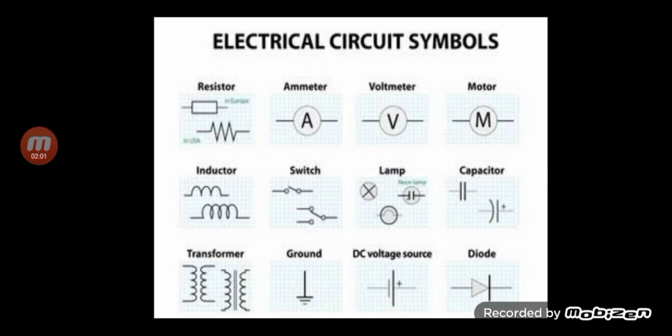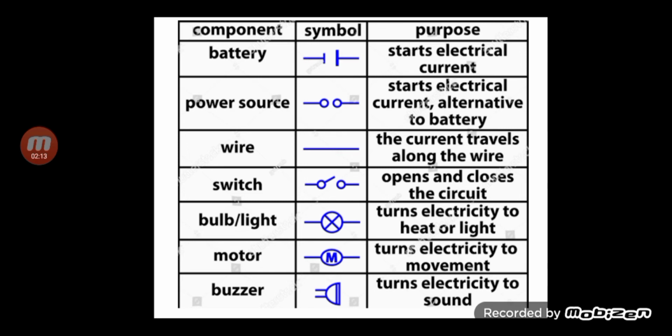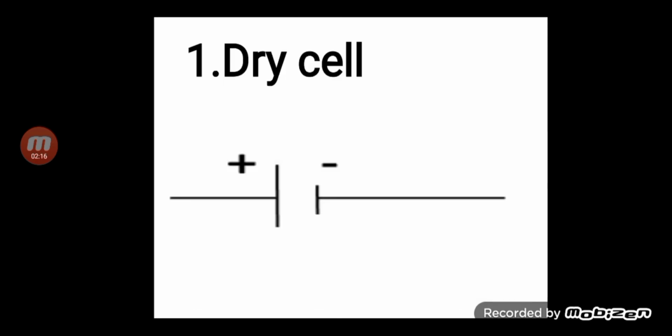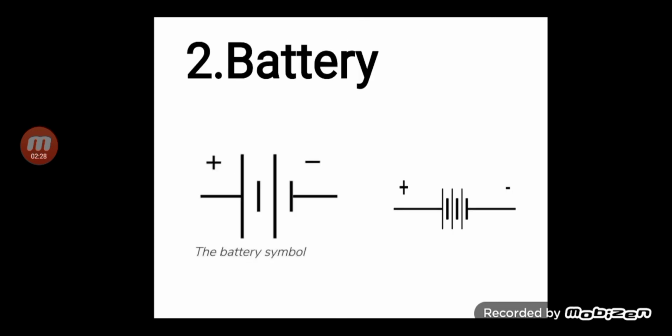To draw a circuit diagram, we have various symbols for the devices that we use universally. Here are various symbols in front of you. One by one we will discuss them. The first one is the dry cell. This is the dry cell symbol in front of you. It has two terminals, a positive terminal and a negative terminal. The second one is the battery. Remember, when two or more dry cells combine, they form a battery. It also has two terminals.